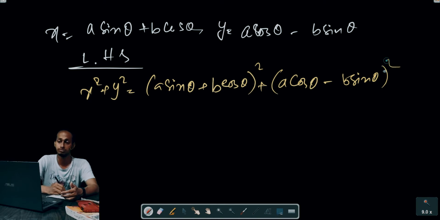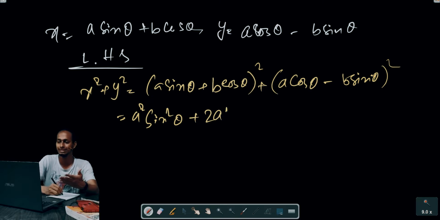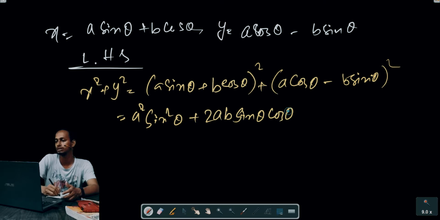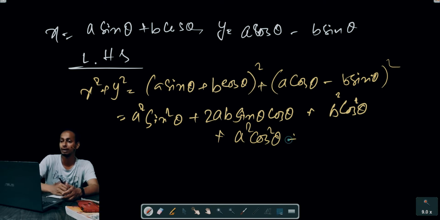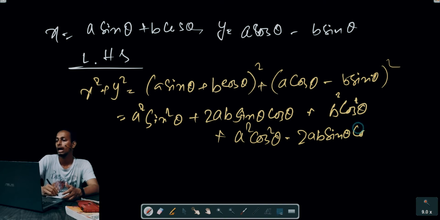Now we expand using the formulas for a plus b whole square and a minus b whole square. We get a square sin square theta plus 2 into a into b, that is 2ab sin theta cos theta, and then b square cos square theta, right? And then plus a square cos square theta, minus 2ab sin theta cos theta, and at the end b square sin square theta, right?